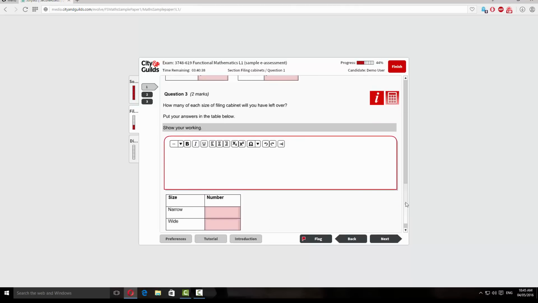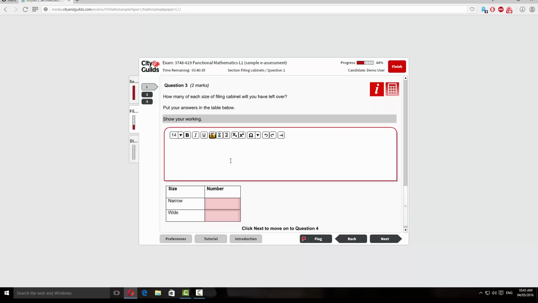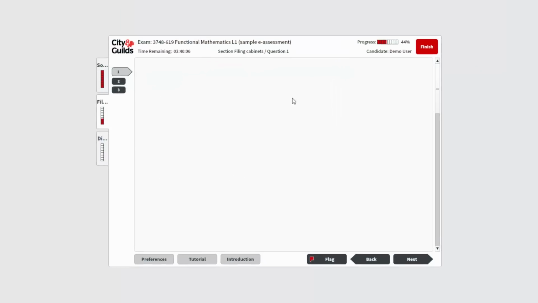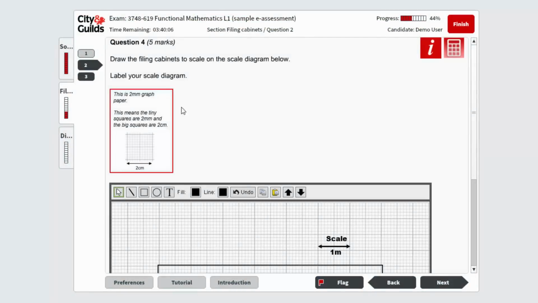So very, very simply, 6 minus 5 is 1. So there's 1 wide filing cabinet left over. 4 minus 4 is 0, so there aren't any narrow filing cabinets left over. Oops, 6 minus 5, yeah. So there are the answers, okay? 0 narrow ones left over, 1 wide one left over.